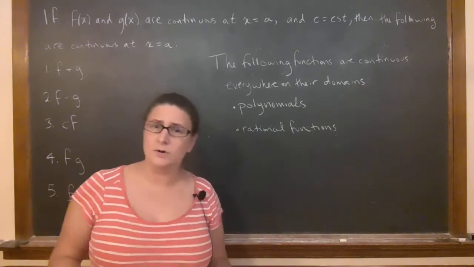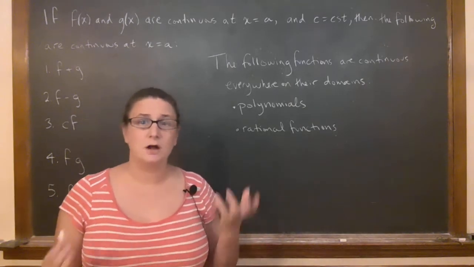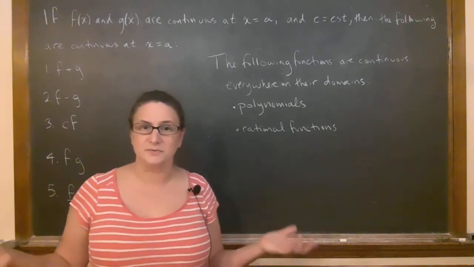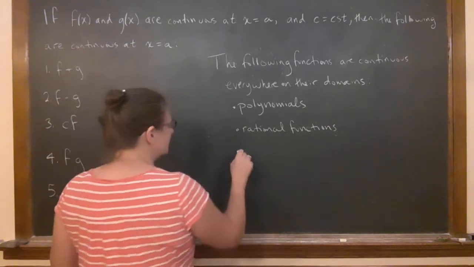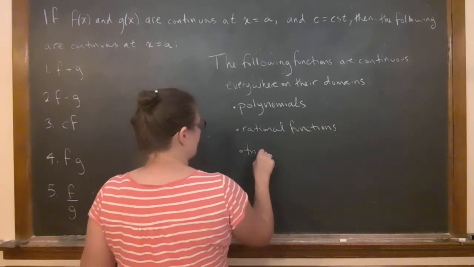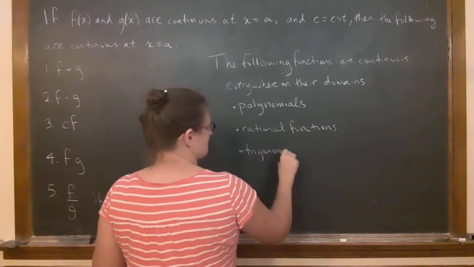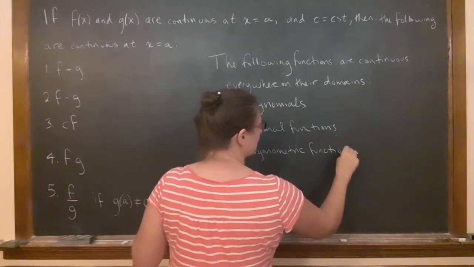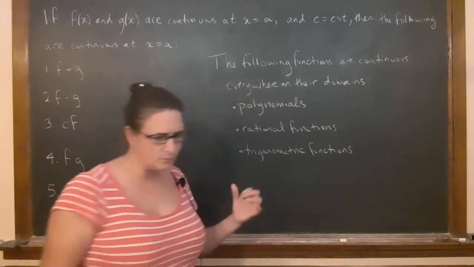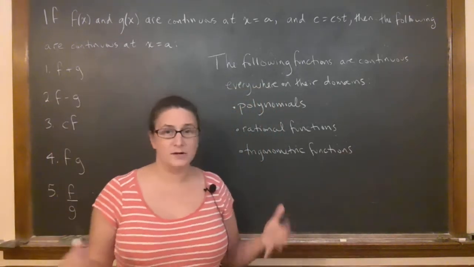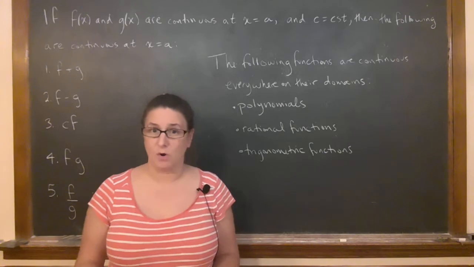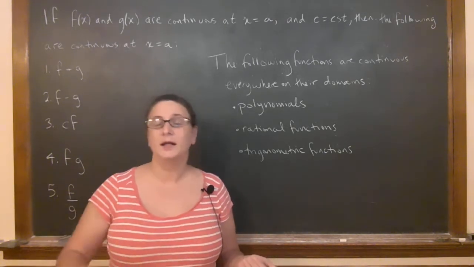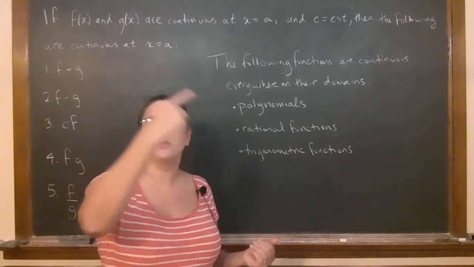Now, we also know a lot of other functions, and most of the functions that we know are continuous. So, for example, trigonometric functions. Now, to prove that trigonometric functions are continuous, you do have to do a little bit of work. But for now, we can just sort of say, let's think about sine and cosine. The graph is continuous. You're going all the way around the circle.